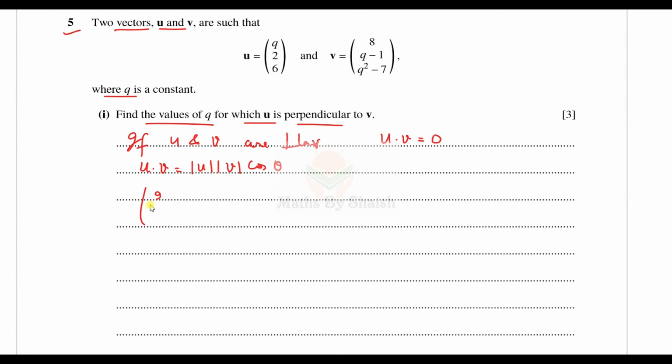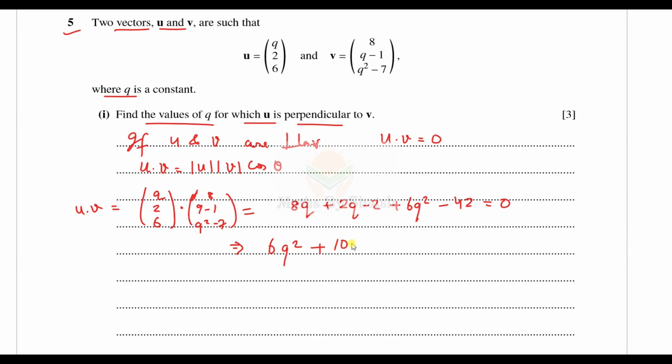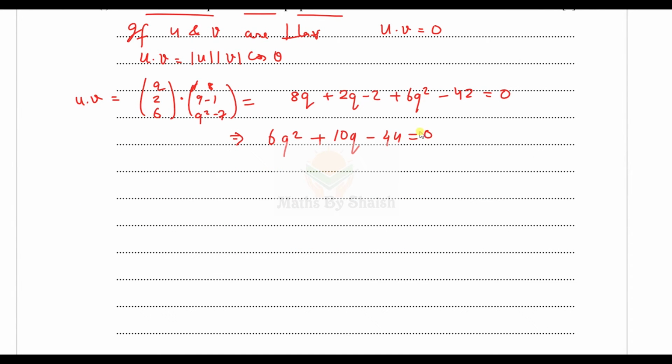So (q, 2, 6) dot (8q, minus 1, q squared minus 7). I'll write it like this, though you can write directly u dot v is equal to q into 8q, that is 8q squared, plus 2 into minus 1, that is minus 2, plus 6 into q squared minus 7, that is 6q squared minus 42, is equal to 0. Now it's a quadratic equation, so let's make it in the standard form. That is 14q squared minus 44 is equal to 0.